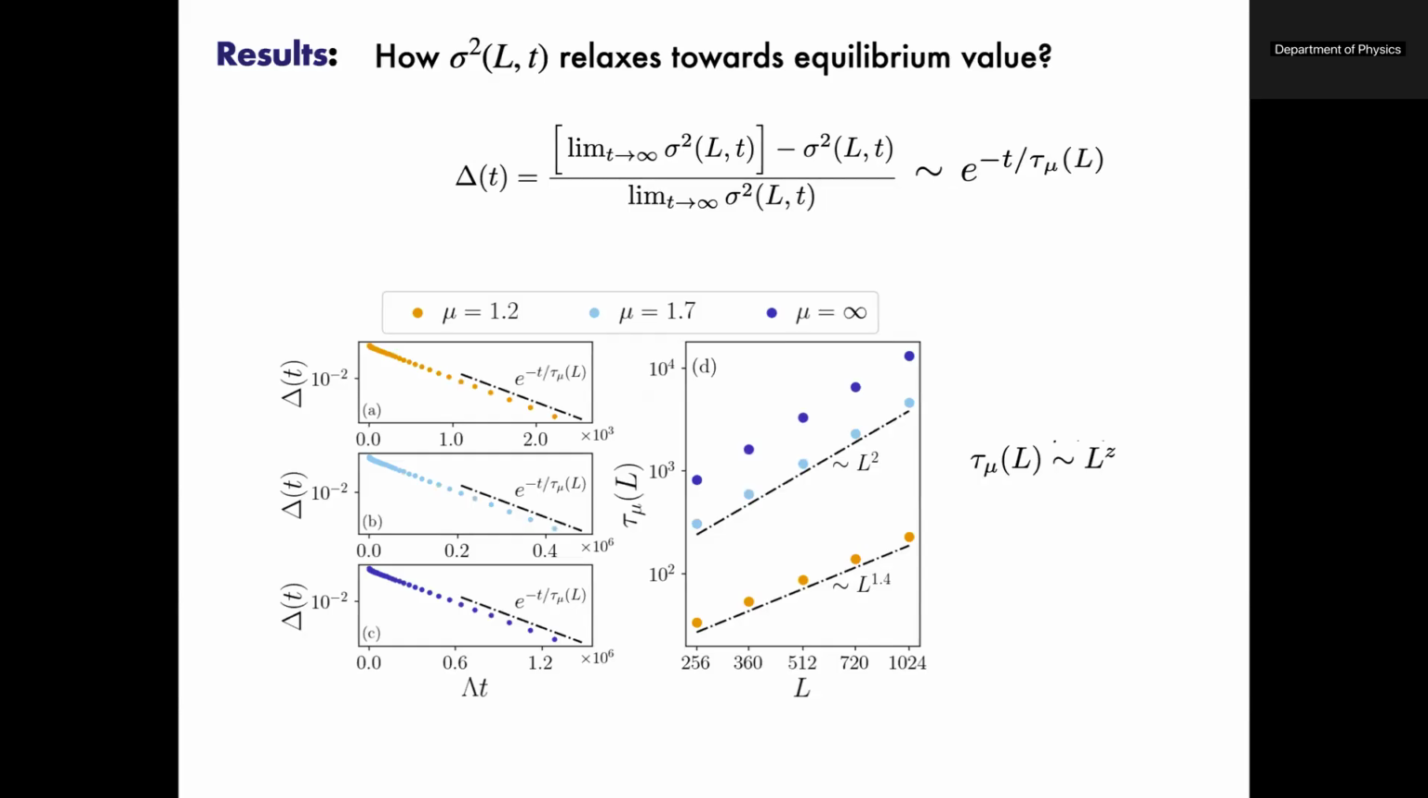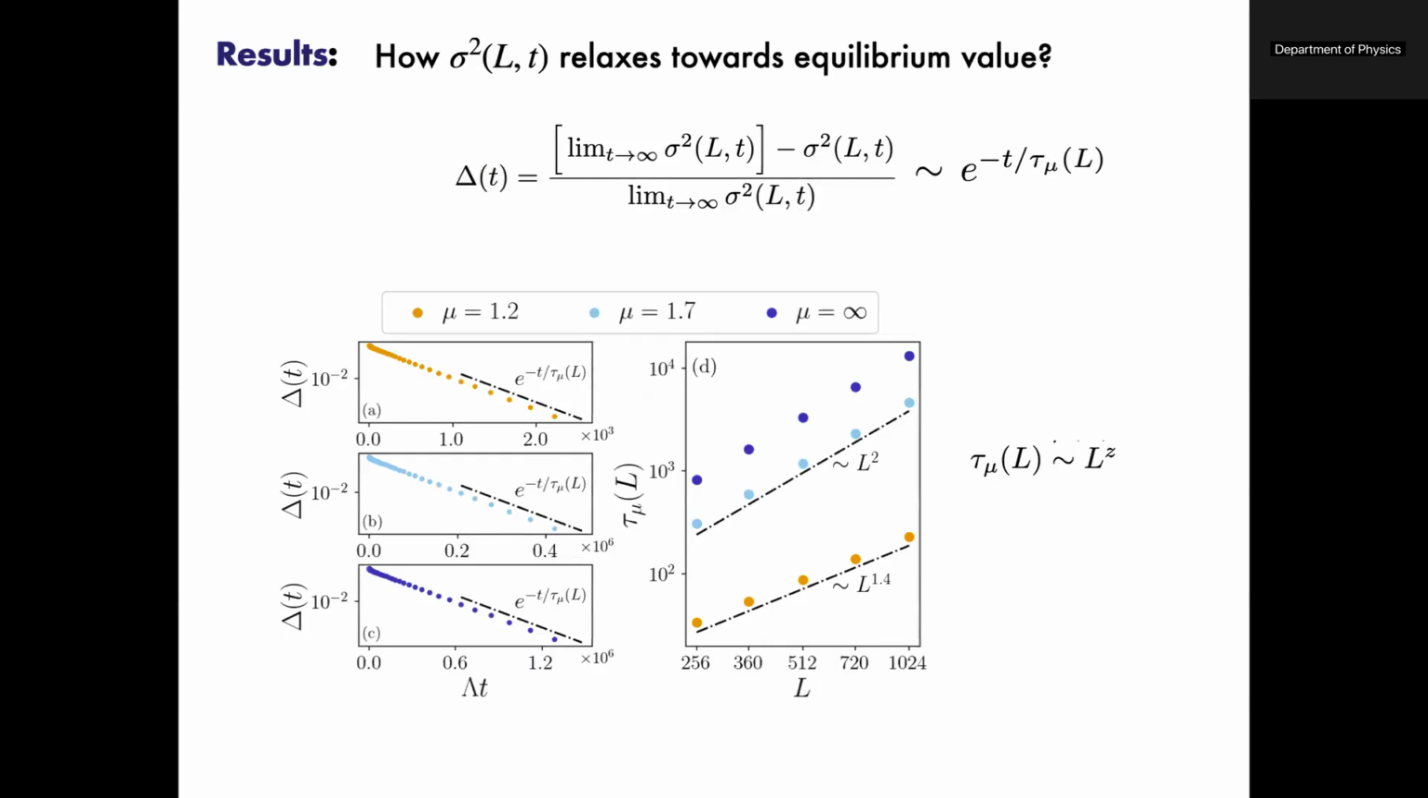So it will approach the steady state in an exponential fashion with some time scale given by the star. As you see, this delta, which tells you how it approaches the steady state, is linear in a log scale, so it's actually happening exponentially. And you can plot how this time scale varies with the system size L.